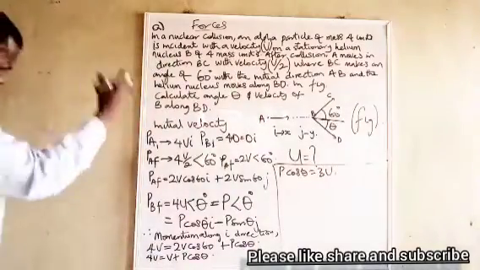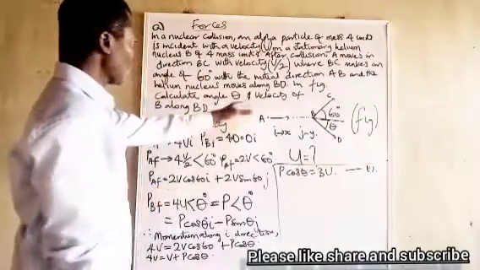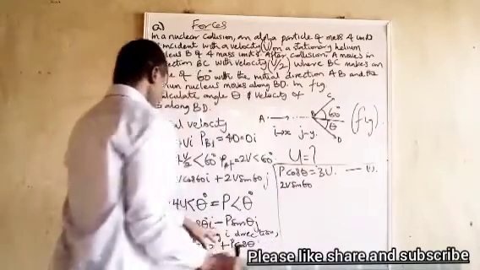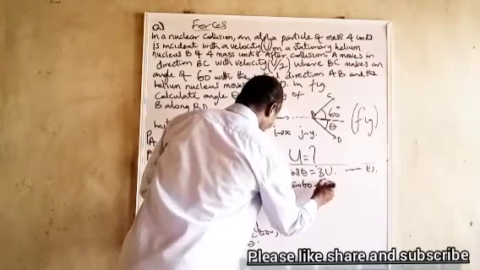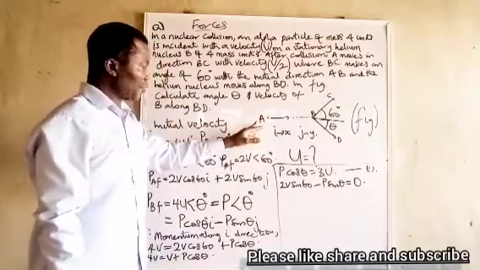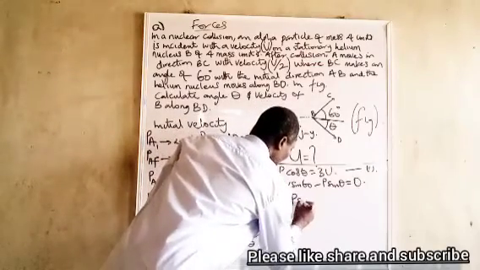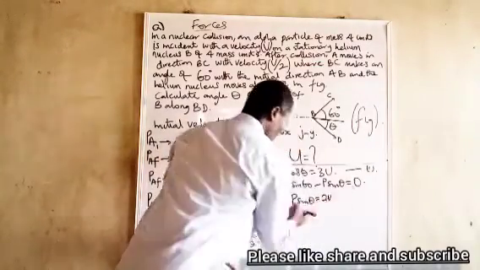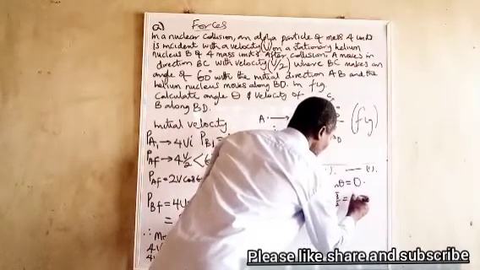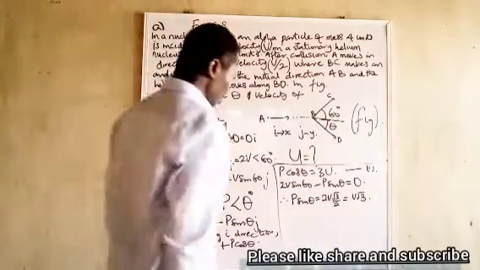Now let's look along the j direction. Along the j direction, it means that 2v sine 60 minus p sine theta is equal to 0. Why? Because the initial component of momentum is 0 along the j direction. Therefore, p sine theta is equal to 2v sine 60, and sine 60 is root 3 over 2, which is v root 3. You know that from our trigonometric ratios.